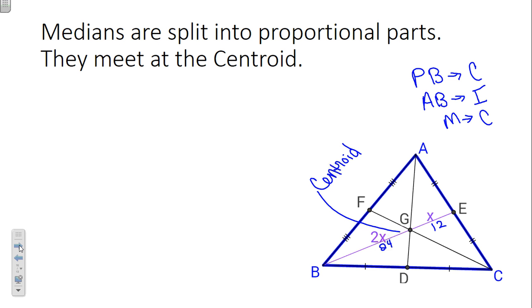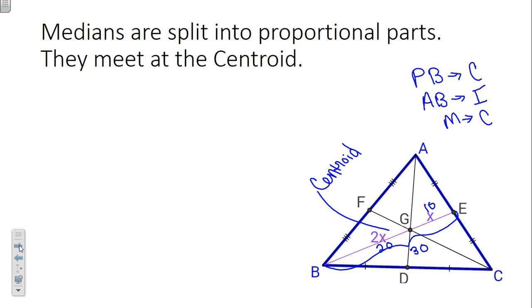It's because the medians are split by that point, the centroid. And if it happens to be 30 for B to E, we can still do that because it's going to be 10 and 20. 2x plus x, 3x equals 30. So one of them is 10 and the other one is 20. That's the centroid.